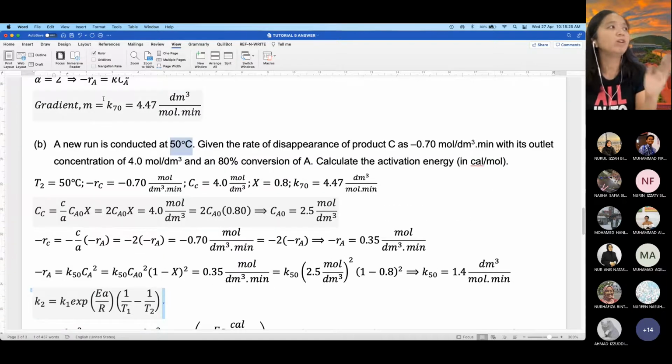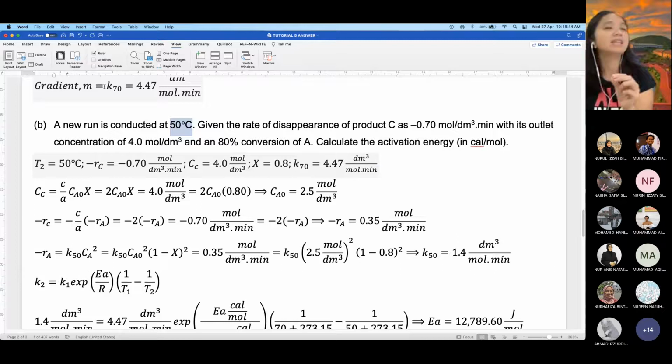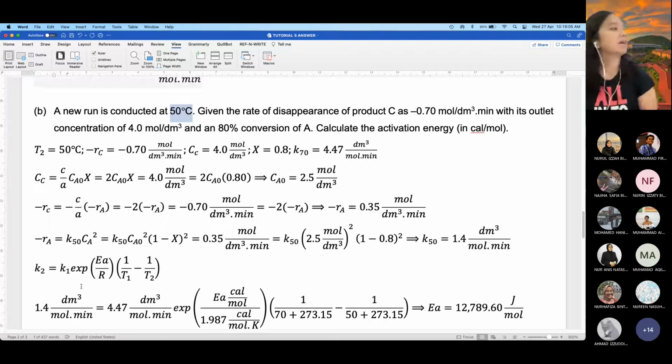So in part A, T1 is 70 Celsius. Sorry, the original temperature was 70 Celsius. Meaning if T1 is 70 Celsius, I must already know K at 70 Celsius, right? K1, T1. So in part A, we already know K at 70 Celsius. So K1, T1 I already know. Next, I said T2 must be at 50 Celsius, the new temperature. I want to find it at the new temperature, which is 50 Celsius. Meaning if T2 is 50 Celsius, then K2 must be K at 50 Celsius.